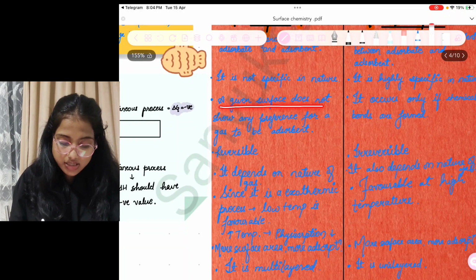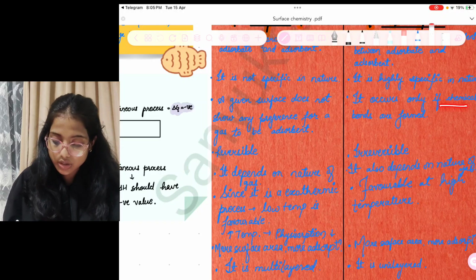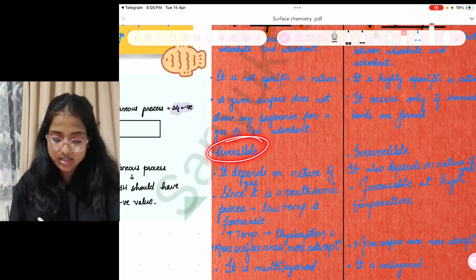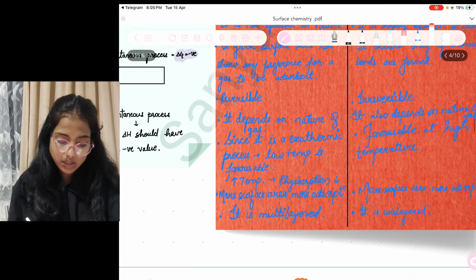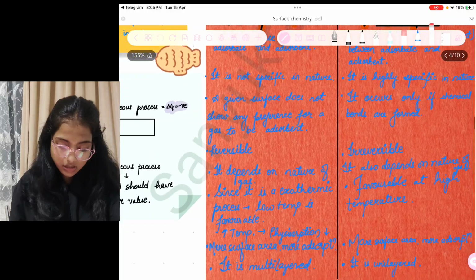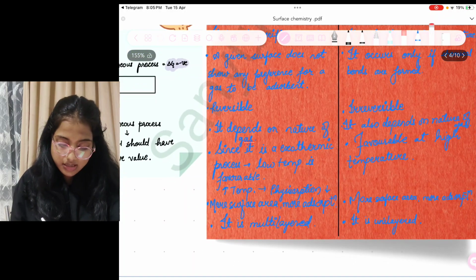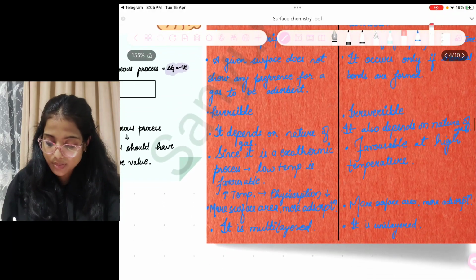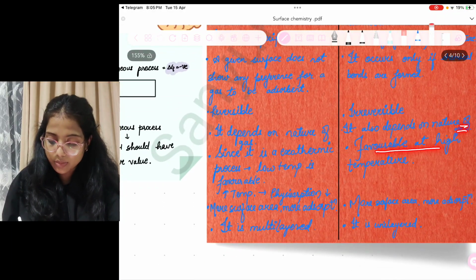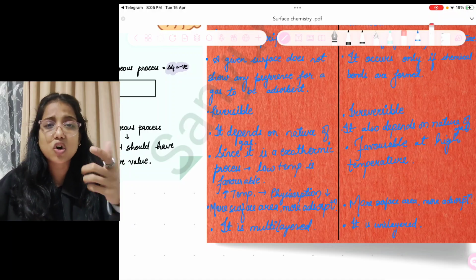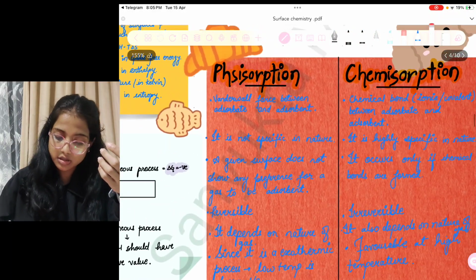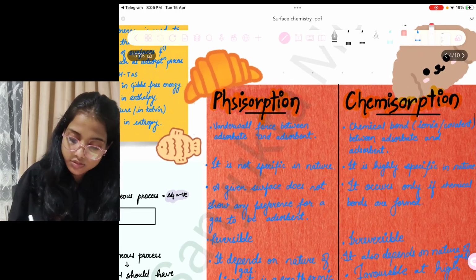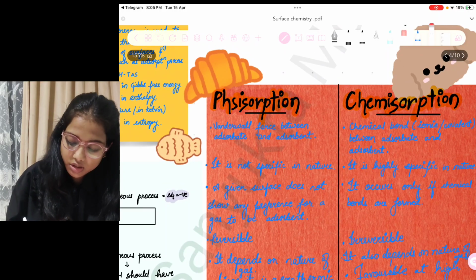In physisorption, a given surface does not show any preference for a gas to be adsorbed, whereas chemisorption occurs only if chemical bonds are formed. Physisorption is reversible, whereas chemisorption is irreversible. Physisorption depends on the nature of gas. Since it is an exothermic process, low temperature is favorable, whereas chemisorption also depends on the nature of gas and is favorable at high temperature. When there is an increase in temperature, the chemisorption will be more. Oops, wait a minute, this spelling is wrong here. Let me correct.